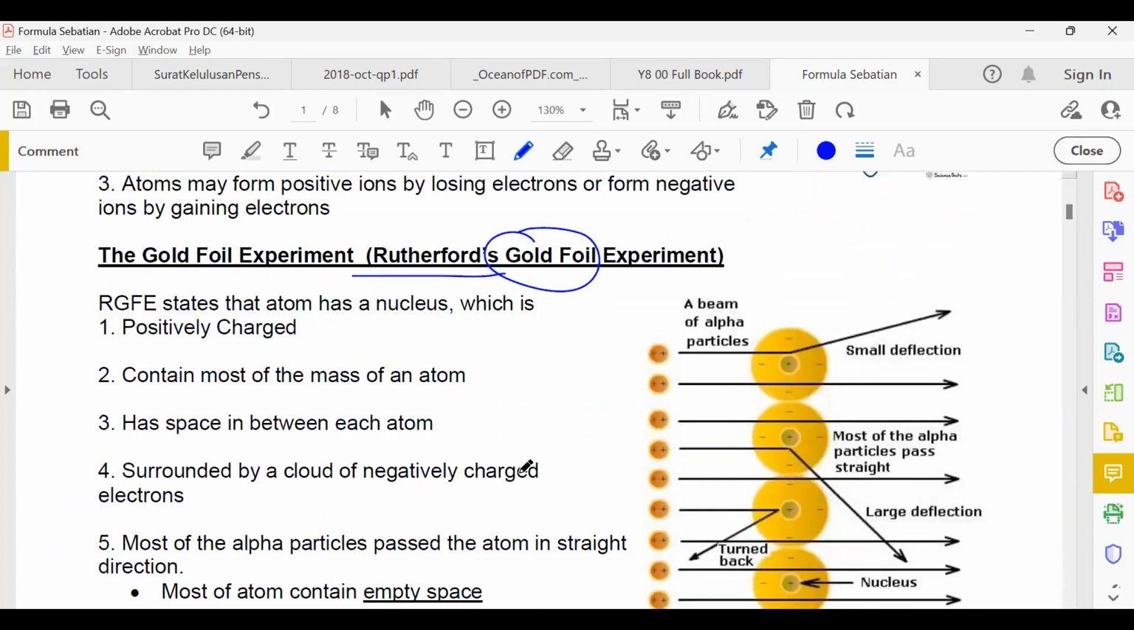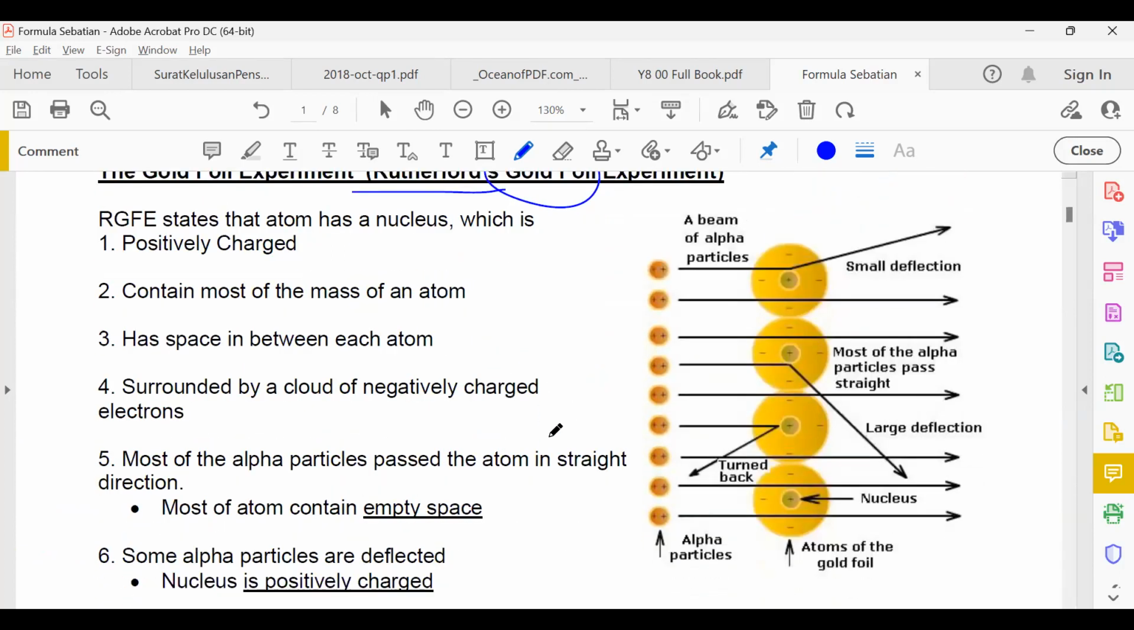Okay, so in order to understand this gold foil experiment, I have a very interesting video to show you guys what's going on. Everyone, please pay attention to the screen here.